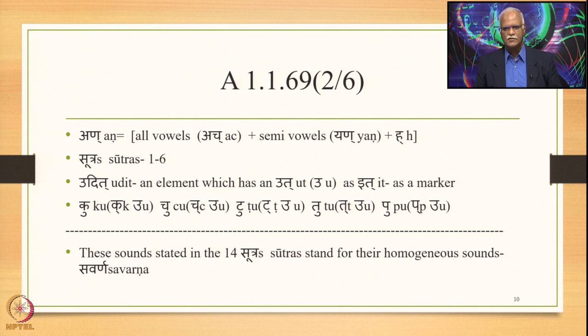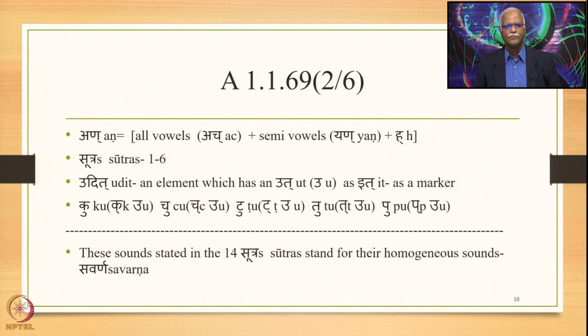And this is something very special because the marker na also appears in the very first sutra, and so there is a confusion when the word an is uttered. Should it be taken as a pratyahara formed by the marker na in the first sutra, or should it be taken as the pratyahara formed with the marker na in the sixth sutra? And there is no clear-cut explicit answer to this provided by Panini.